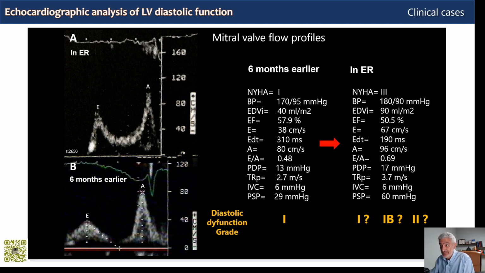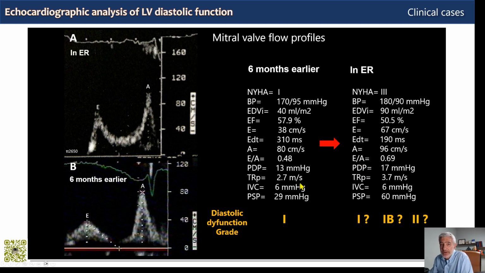And this is confirmed by the significant increase in pulmonary systolic pressure, as you see here, from 29 it shoots up to 60 millimeters of mercury. So which is the grade of diastolic dysfunction here? We have established that filling pressures are increased, and the grade here is now 1B, as I have explained to you in one of the previous videos, because it is not grade 2: the EA ratio is 0.69, and to be grade 2 the EA ratio should be between 0.8 and 2.